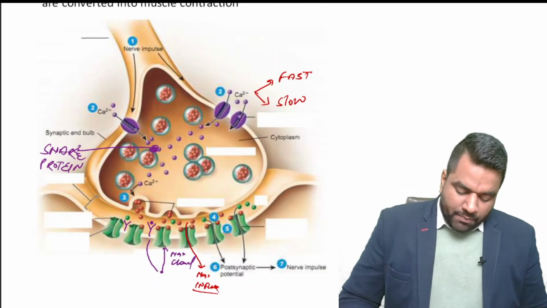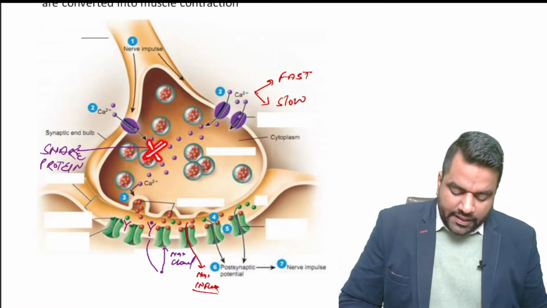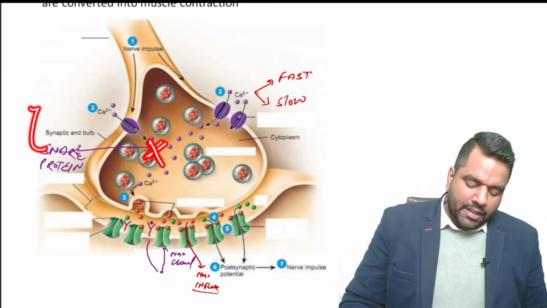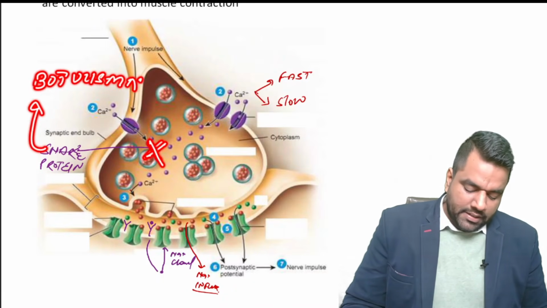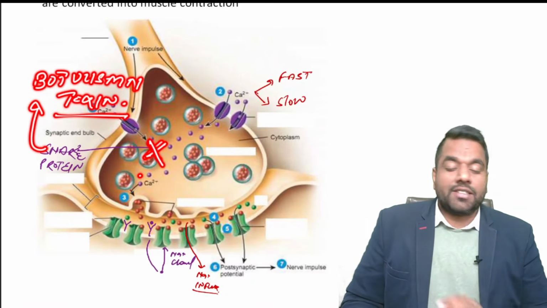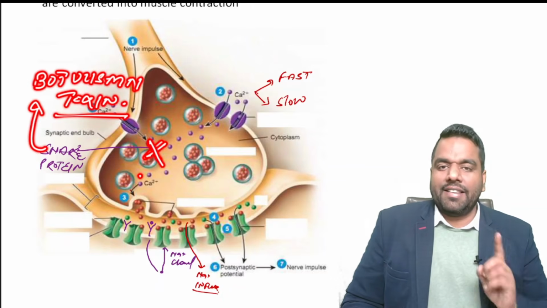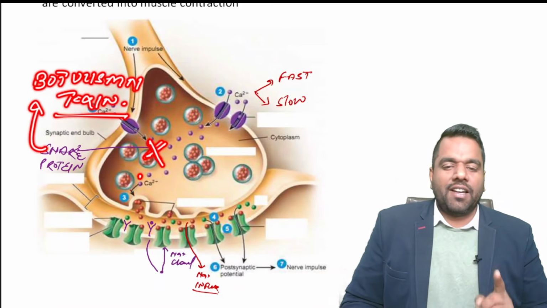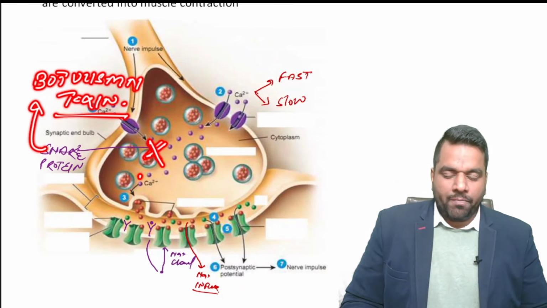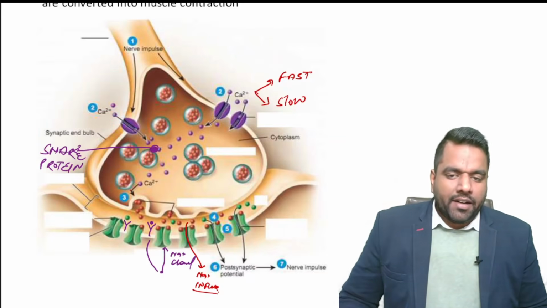Now the next part is, if the SNARE protein gets deactivated, guys, this is damage via the botulism toxin. Hence, no exocytosis, no muscle contraction will be there, and that's why Botox injection leads to muscle relaxation. This is also a presynaptic condition.